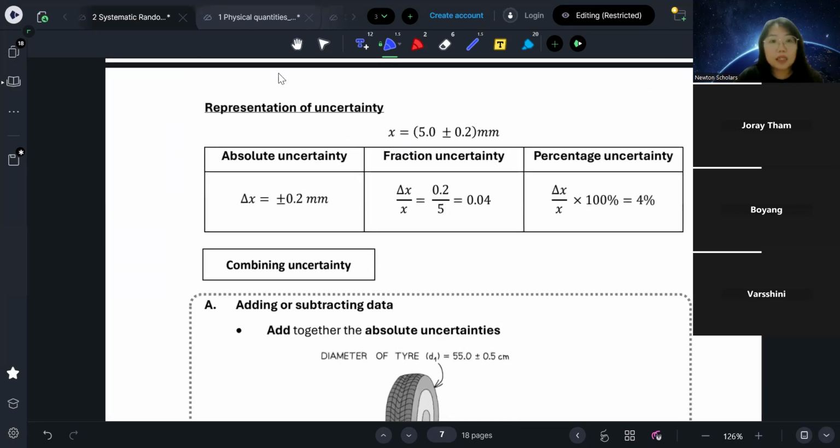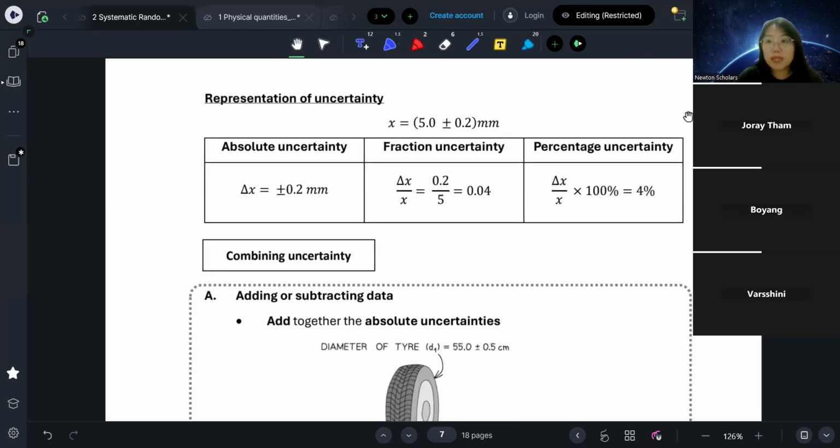Okay, so for uncertainty, for this part, we have three methods to represent the uncertainty. For example, 5.0 plus minus 0.2 mm. If the question asks you for absolute uncertainty, it is actually this part, the 0.2. This one is the absolute uncertainty.